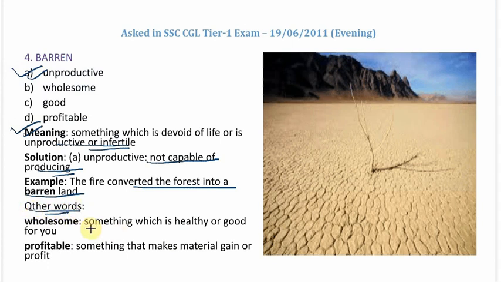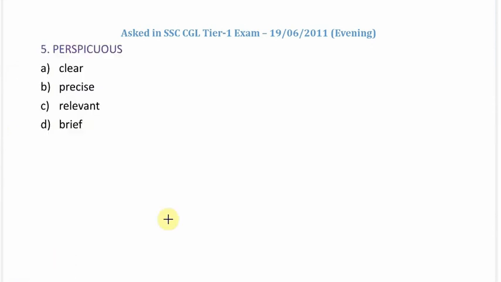The other words are wholesome, and wholesome means something which is healthy or good for you, and profitable means something which makes material gain or profit. The next word is perspicuous, and the options are clear, precise, relevant and brief.